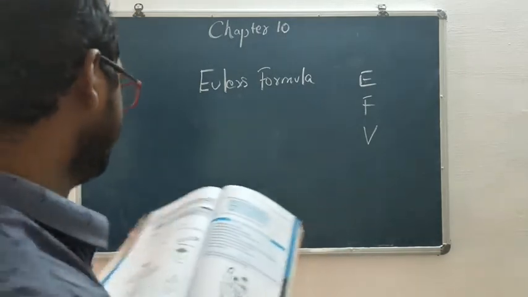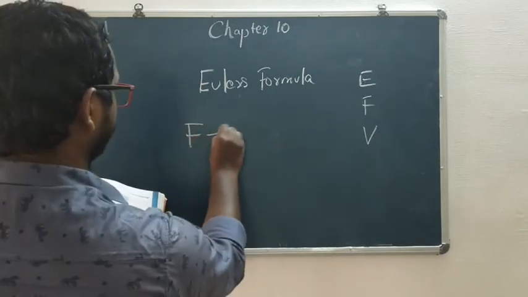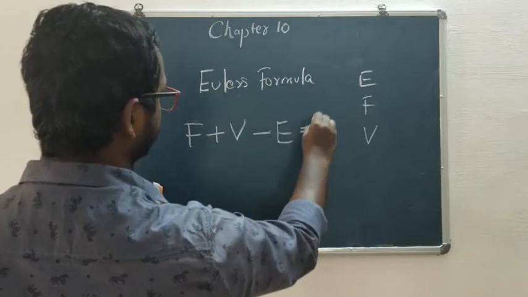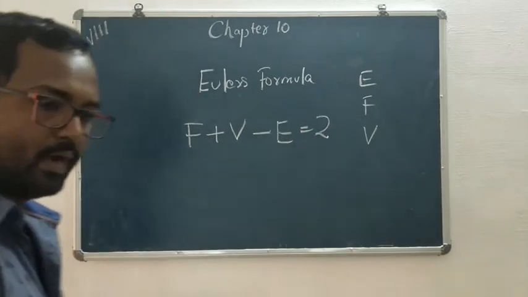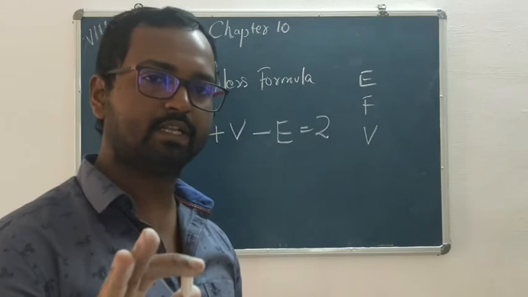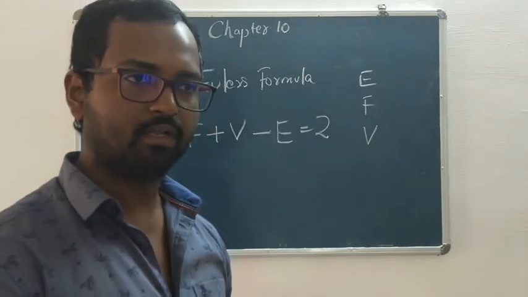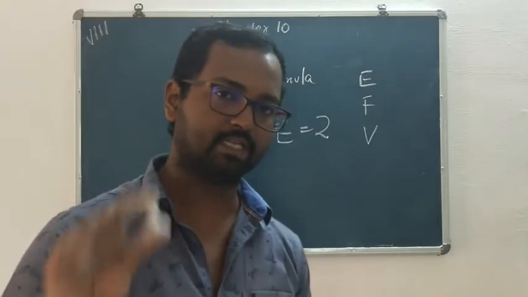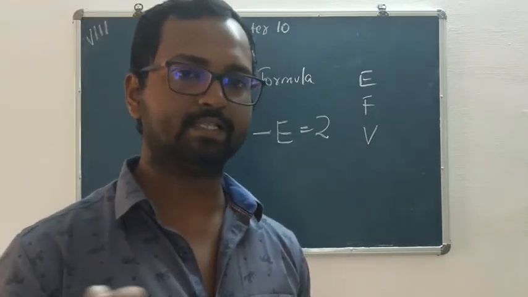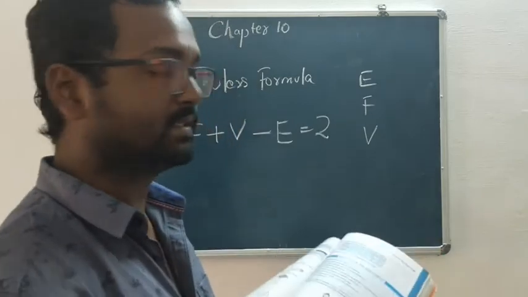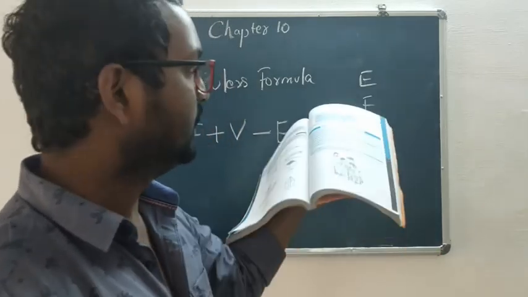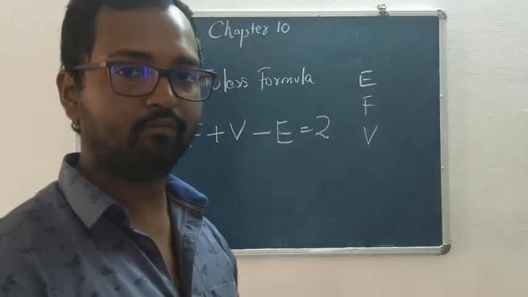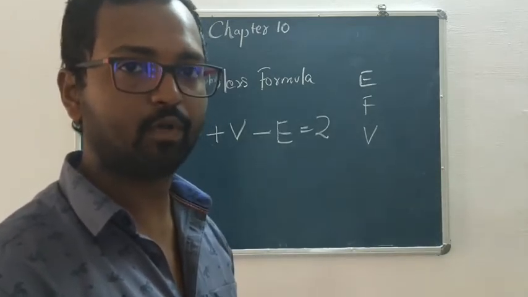Okay, now Euler's formula is F plus V minus E is equal to 2. So to identify whether a given figure is a polyhedron or not, you just have to apply this formula to the figure that is given to you. Let's say I am telling you a figure has 5 edges, 6 faces and 10 vertices. Now you have to find whether the figure I have given you is a polyhedron or not.